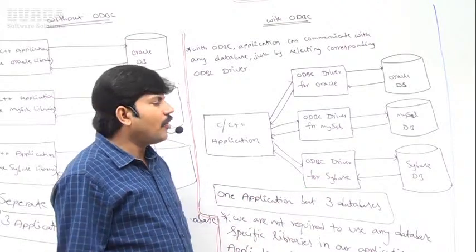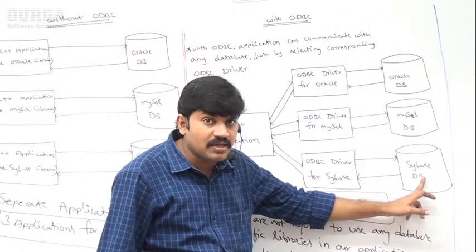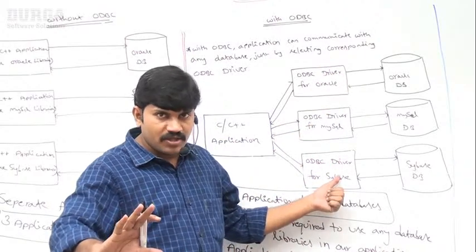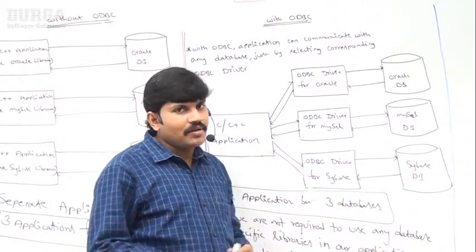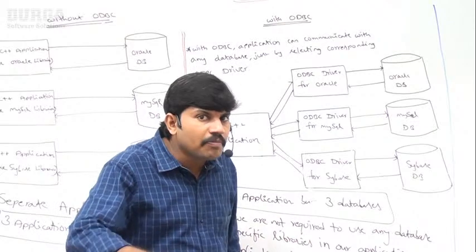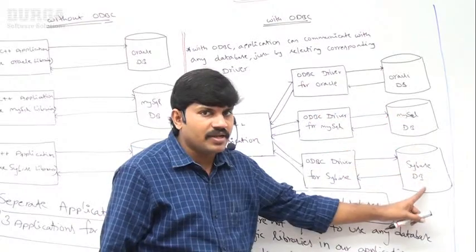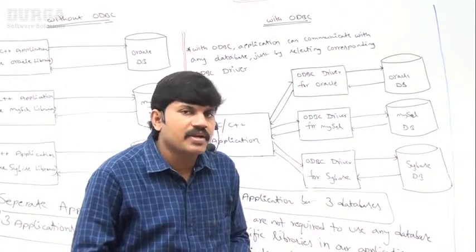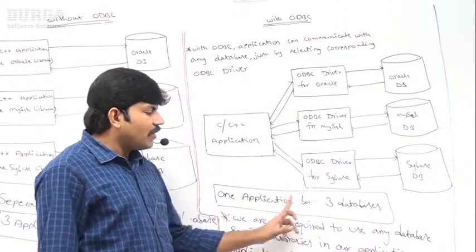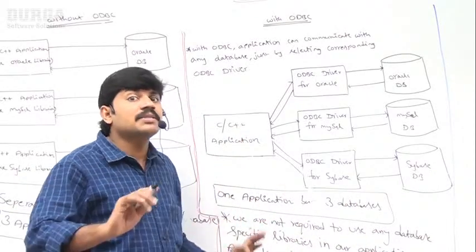Now, can you please tell how many applications are there? Only one application. But how many databases are there? Three databases are there. We have to choose the corresponding ODBC driver. Everyone can understand, right? So, how many applications are there? Only one. But how many databases? Three databases. Now, is the application database dependent or database independent? Database independent. It never communicates directly with the database. If any database communication is required, that communication is taken care of by the ODBC driver. Clear, right? One application but three databases, because the application becomes database independent.